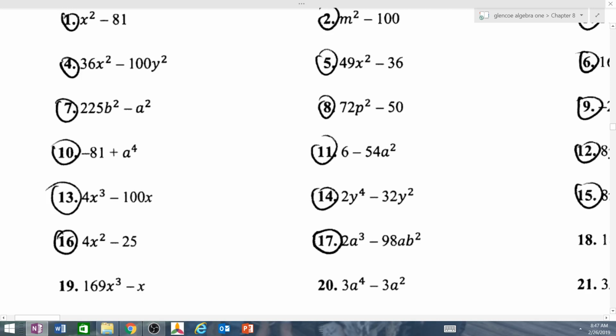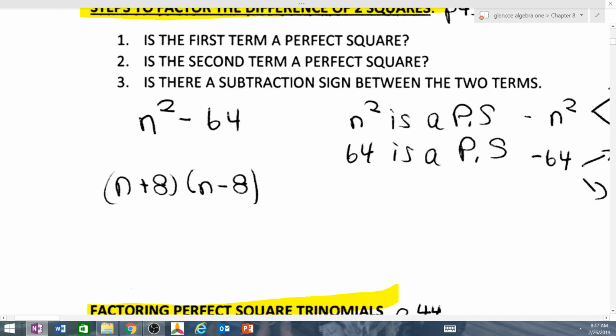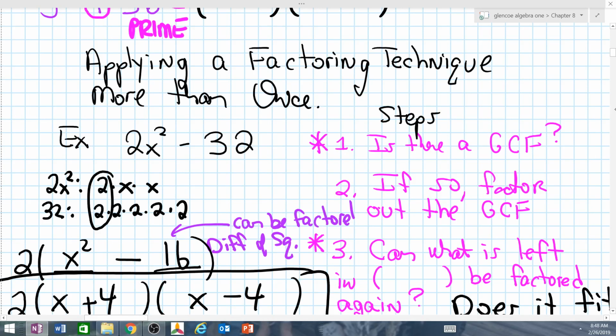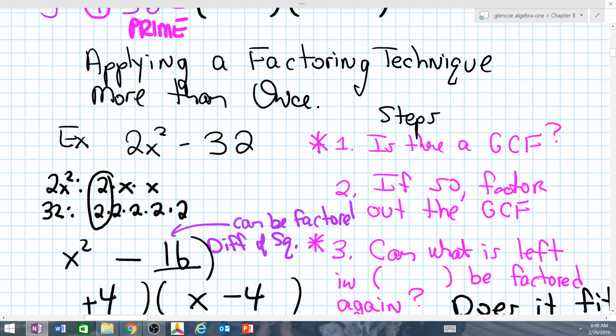All right, let's go back here for a second. Okay, let's look at this problem right here. If I were you, I would write this one down. This is a really good problem. This is called applying a factoring technique more than one time. Okay, this is not in your notes. I'm not sure why this page did not copy.